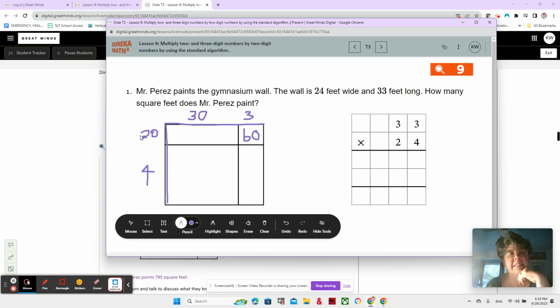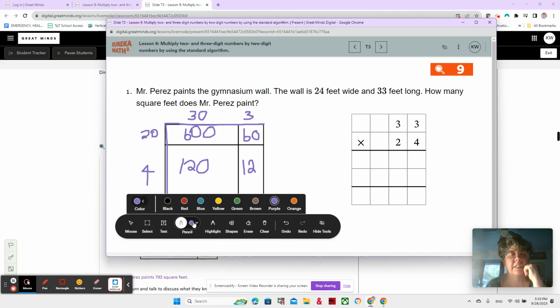Okay, and 3 tens times 20 tens, 3 times 2 is 6, and then 2 zeros, that would be 600. All right, I think it's kind of a fun way to multiply. 3 ones times 4 ones, that would be 12 ones. 30 tens times 4 ones, that would be 120, right?